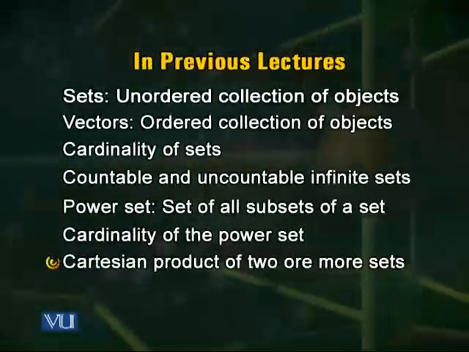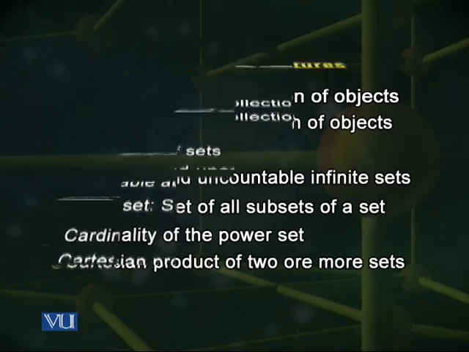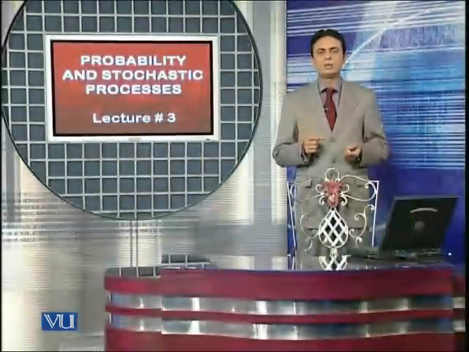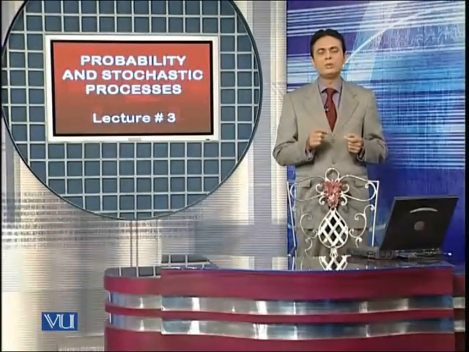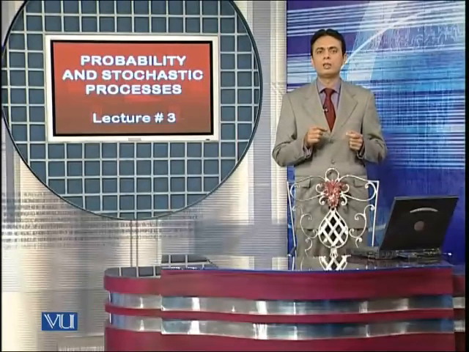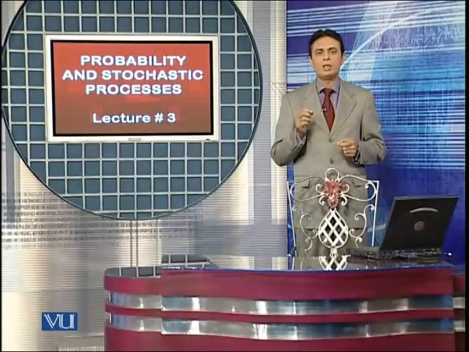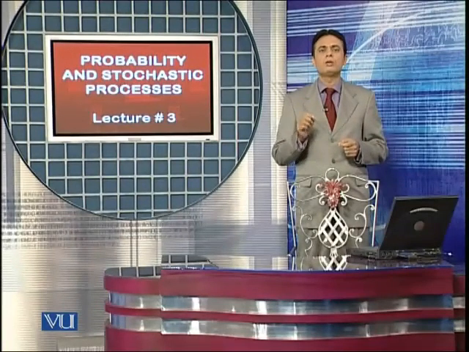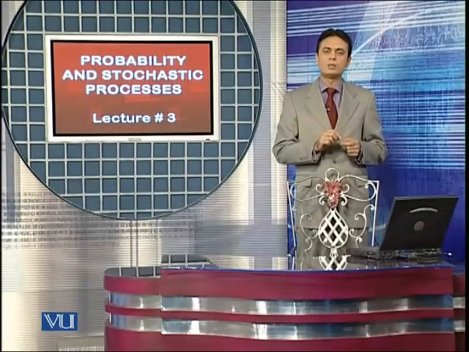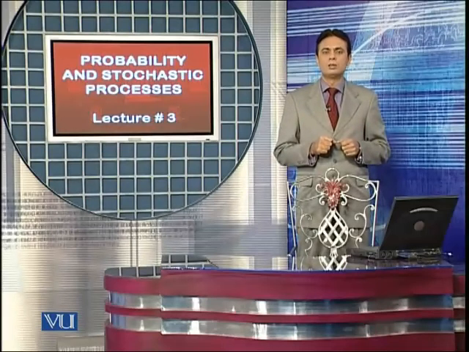The next thing we discussed was the Cartesian product, where pairs are formed by taking the first element from one given set and the second element from another given set. An important thing about the Cartesian product is its cardinality. If the sets which are being used to form the Cartesian product are finite, then the Cartesian product has a cardinality which is equal to the product of the cardinalities of the two sets which are being used to form the Cartesian product.